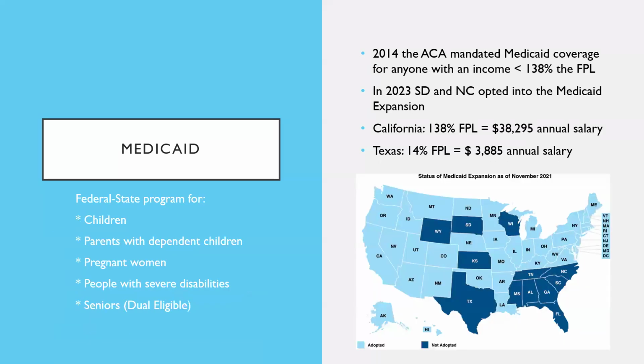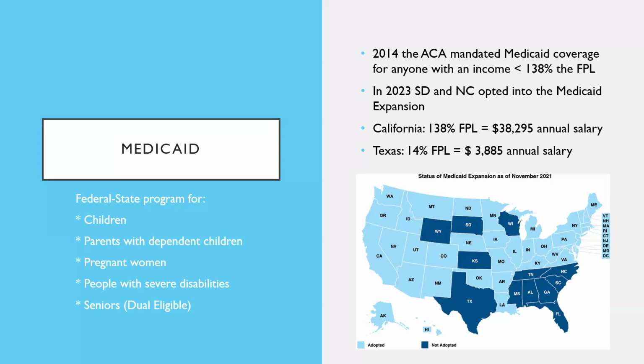And then Medicaid. If you look at the left, initially to qualify for Medicaid, you had to be below some percentage of the federal poverty level and be in one of these groups. So children, long-term disabilities, pregnant women. In 2014, the Affordable Care Act expanded Medicaid to apply to anyone with an income less than 138% of the federal poverty level. You can see the dark blue states on this map are states that, as of 2021, had opted out of the Medicaid expansion. And since then, in 2023, South Dakota and North Carolina actually opted in.